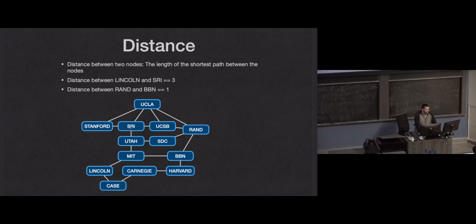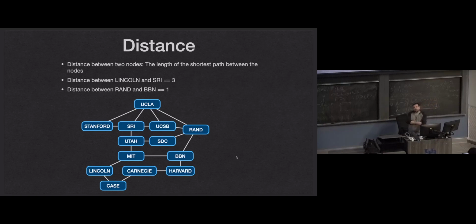Carnegie to SRI, as we're going to see when we run breadth first search, I'll claim right now that it's distance 5. You can stare at this graph for days. You're never going to find a path between those two nodes of length 4 or shorter. Not going to happen. They're distance 5 from each other.